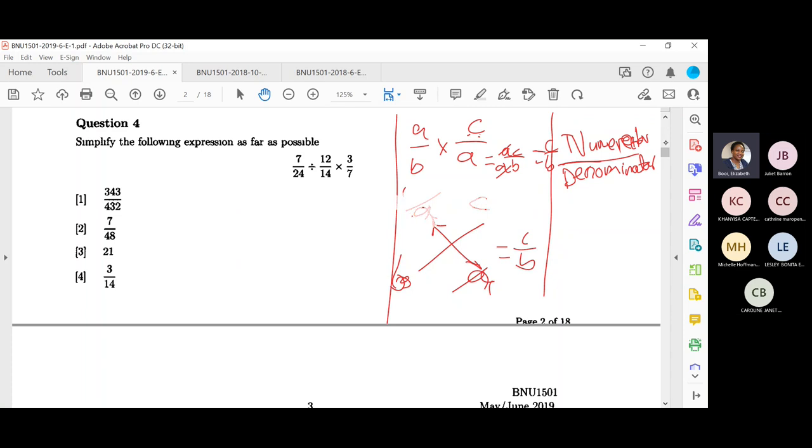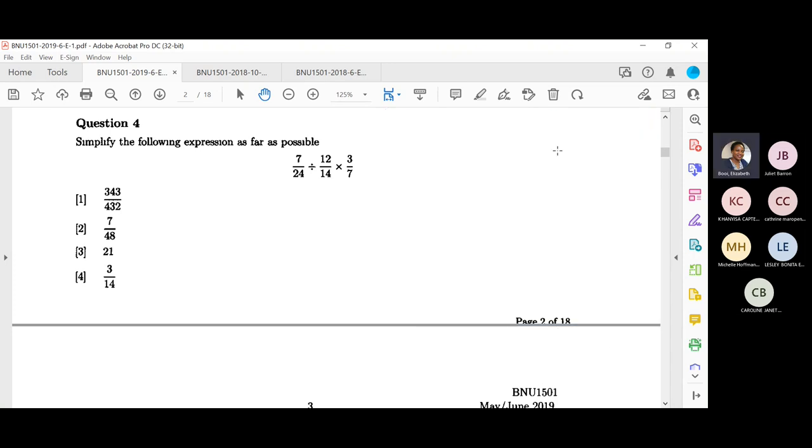The last way of simplifying fractions: we have A divided by B times C divided by A. The other way of simplifying fractions is to see if you can simplify up and down. So it means if A and B can be simplified, you will simplify that. If C and A can be simplified, you will simplify that further. So those are the three ways of answering multiplication. So that is the thing that you need to always remember.